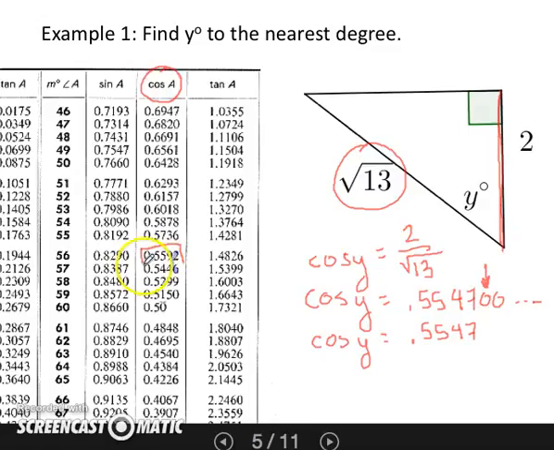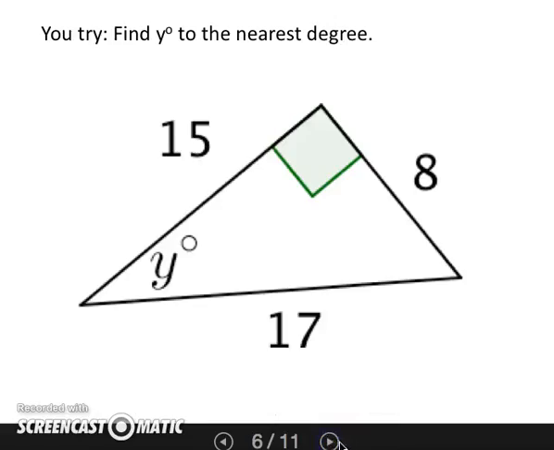So there's my number. Then I'm going to go backwards over to the angle column. And I see that my angle that would have a cosine of 0.5592 is about 56 degrees. That's my answer. You try one like this. Find y to the nearest degree.